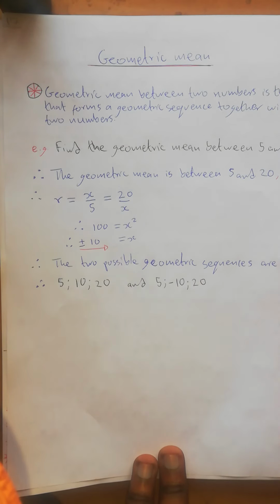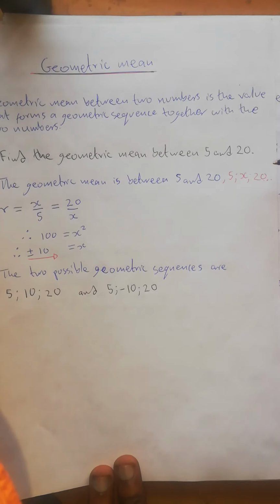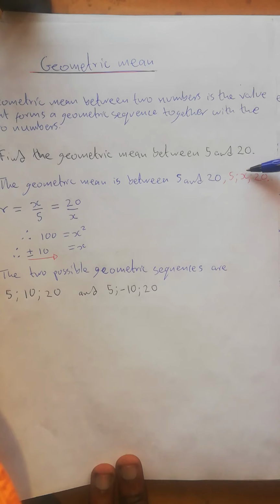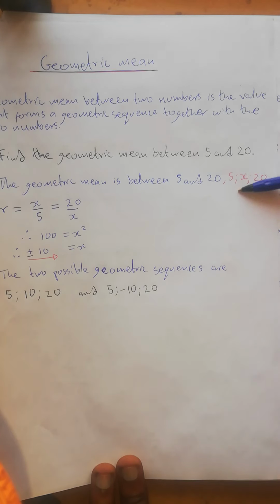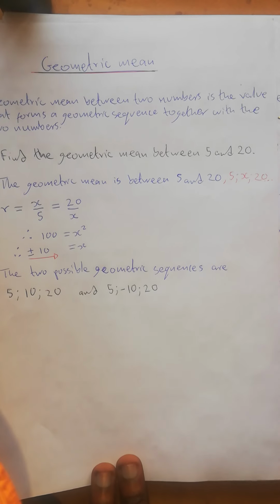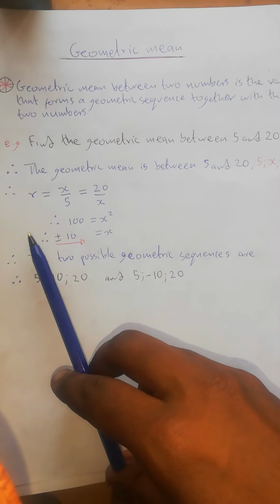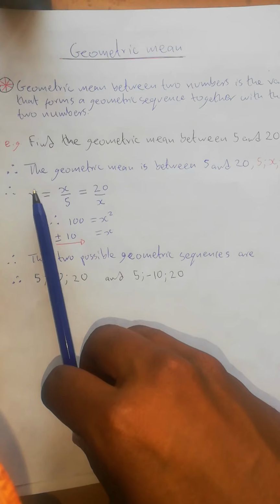So your sequence is going to be like this. It's going to be 5, the geometric mean you're looking for, and then 20, because it's between the two numbers you'll be given. How do you calculate that? Firstly, you calculate your r.